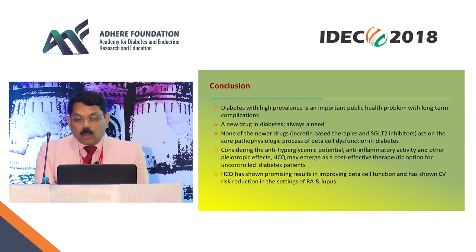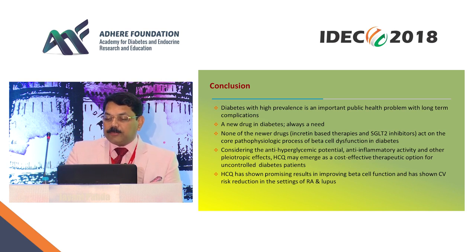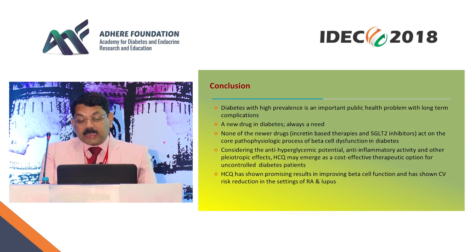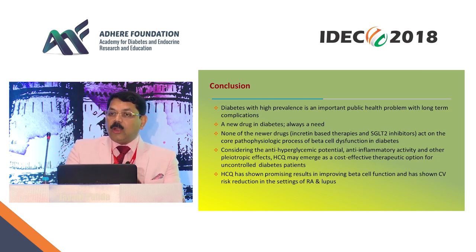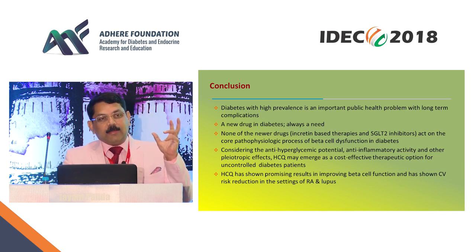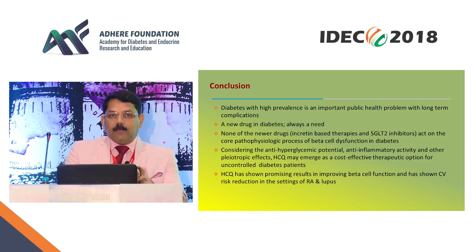And none of the newer drugs, maybe gliptins, maybe SGLT2 inhibitors, act on the core pathophysiological process of beta cell dysfunction in diabetes, which this drug coincidentally does. And considering the anti-hyperglycemic potential, anti-inflammatory activity, and other pleiotropic effects, hydroxychloroquine may emerge as a cost-effective therapeutic option for uncontrolled diabetes patients. And all the recommendations say that we need not monitor for complications before 5 years. So what do we think, that it can damage the eye, it can damage the kidney, it can do pigmentation?